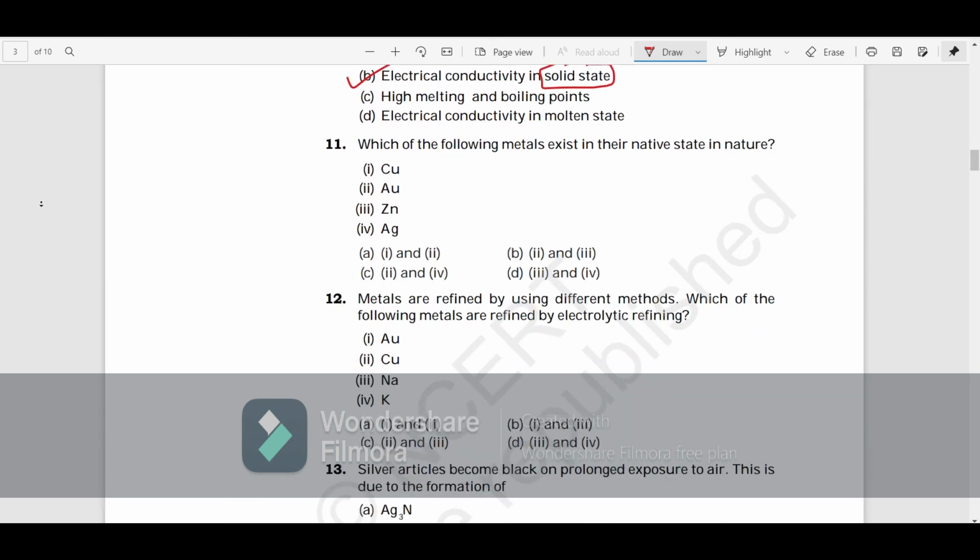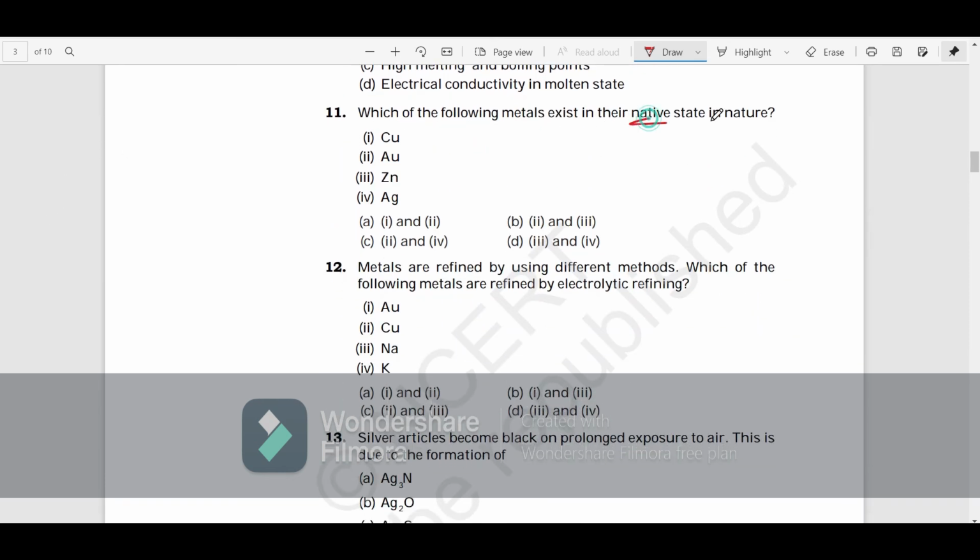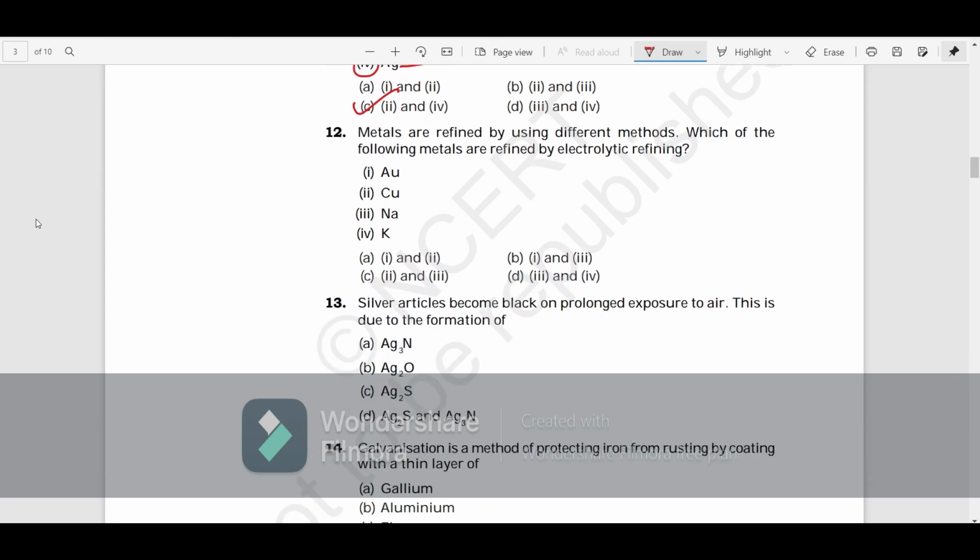Which of the following metals exist in their native state in nature? Native state in the sense they are not found in any combined states. They're just found normally. Is it copper? Is it gold? Is it zinc? Is it silver? See, gold and silver you'll just obtain purely in nature. They are not combined with any other things. You'll just find some dust and all of that, which will be cleaned, and that refining will take place. So silver and gold.